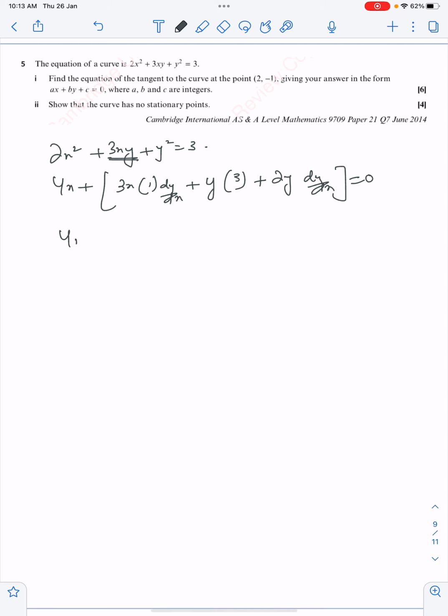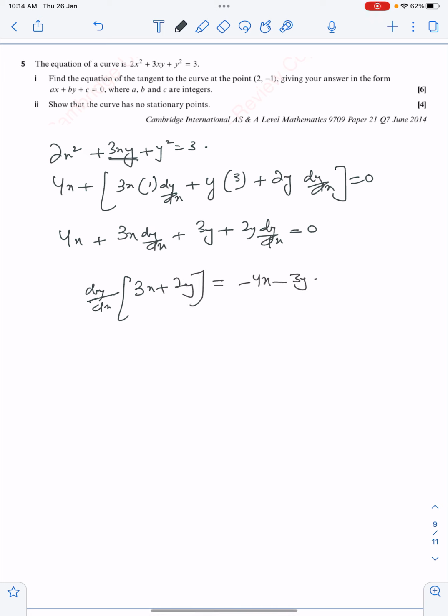Now let's simplify this. 4x plus 3x dy by dx plus 3y plus 2y dy by dx equals 0. All the terms with dy by dx on this side and the rest of the terms I'm going to shift there. So I can take dy by dx common: dy by dx times (3x plus 2y) equals negative 4x negative 3y. So dy by dx equals negative 4x negative 3y divided by 3x plus 2y. I've got dy by dx right now.